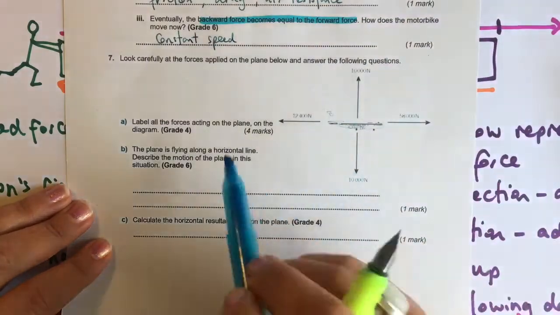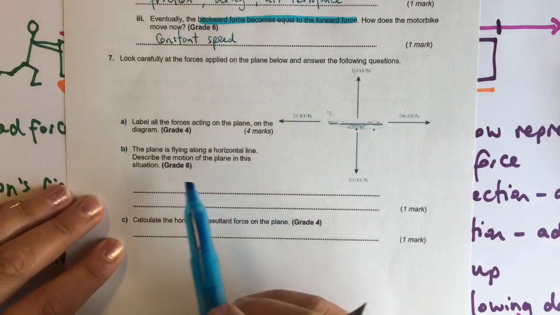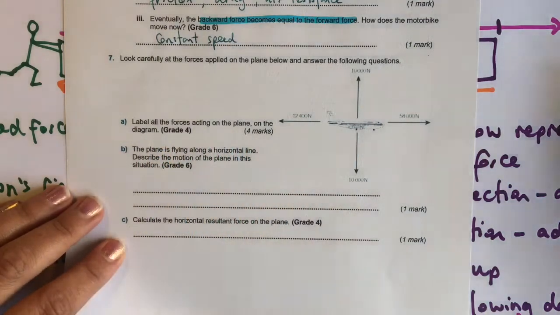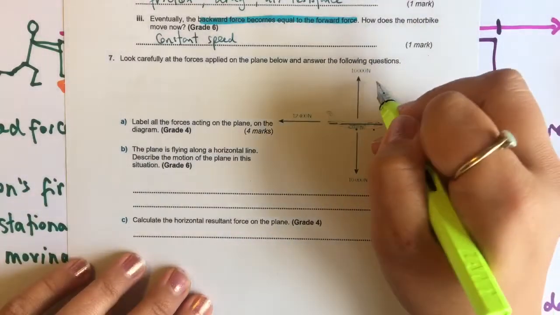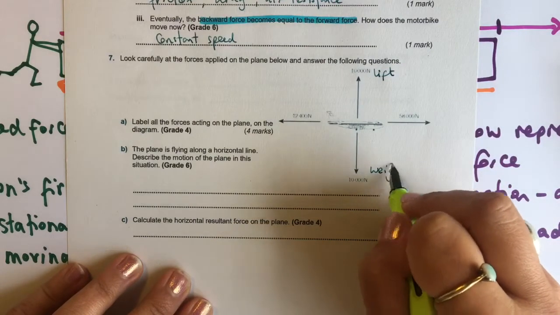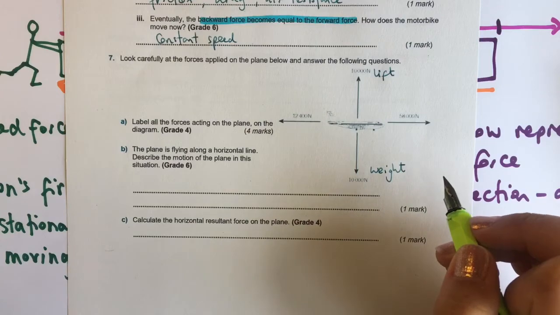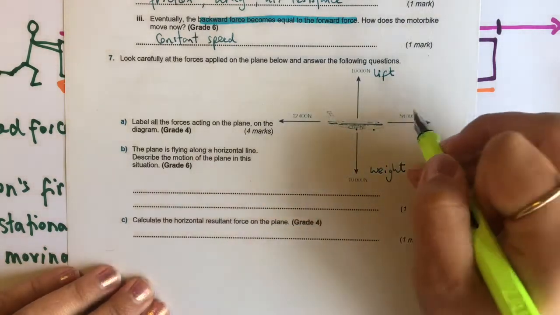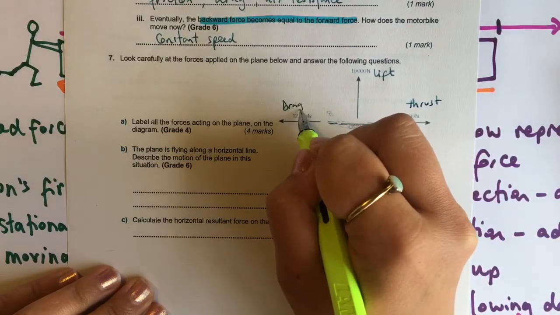So look carefully at the forces applied on the plane below and answer the following questions. Label all the forces acting on the plane on the diagram. We had another question about a plane, so this should be quite easy. So we had lift here, and we had weight. And then we had thrust and drag. So the plane's facing this direction now, so this would be thrust, and this would be drag.